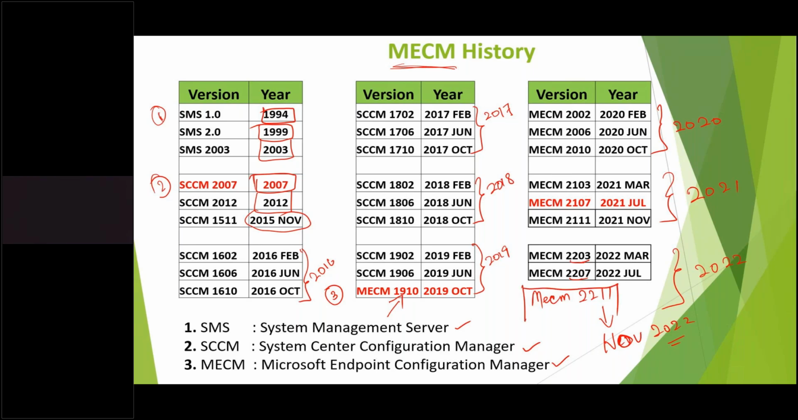So this 2022-11, MECM 2211, is the latest and greatest version of SCCM at the moment. Okay, that's the new version at the moment. The next version will come later on, but now we can go to the maximum. This is the latest and greatest version of SCCM. So that's the historical details of this product.